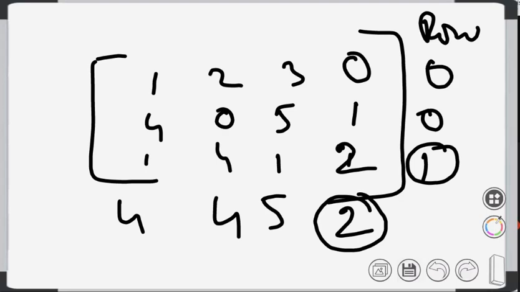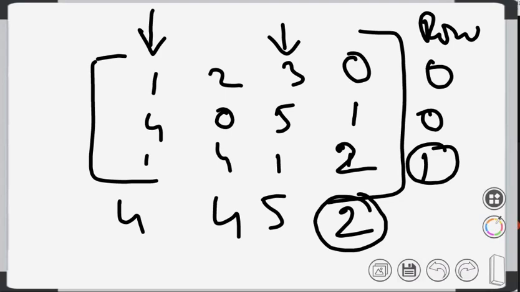First column with second column, can it be compared? No, that is also not possible. Second column and fourth column, I don't think the columns can be compared either. First column and third column can be compared, isn't it?